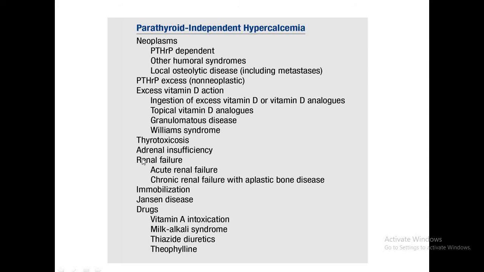And you could have hypercalcemia in renal failure as well, both in acute and chronic renal failure. Immobilization and Jansen's disease could also cause parathyroid independent hypercalcemia, and the following drugs: vitamin A, milk-alkali syndrome, thiazide diuretics, and theophylline also could cause that. So in this lecture we shall examine each of these causes.